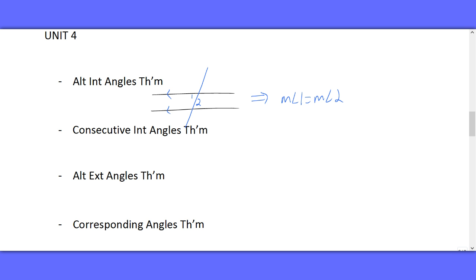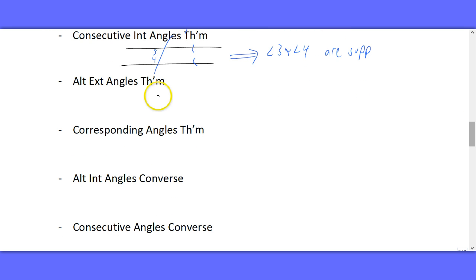The next one, consecutive interior angles. So once again, if we have parallel lines and then we have the transversal connecting them, what we can say with this one is that these consecutive interior angles, or same side interior angles 3 and 4, are supplementary to each other.